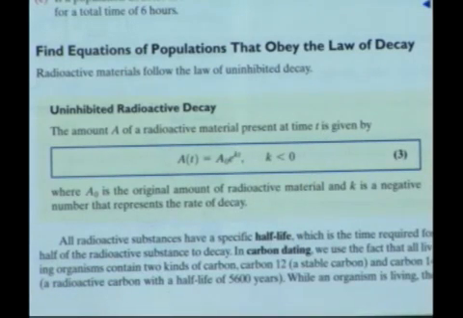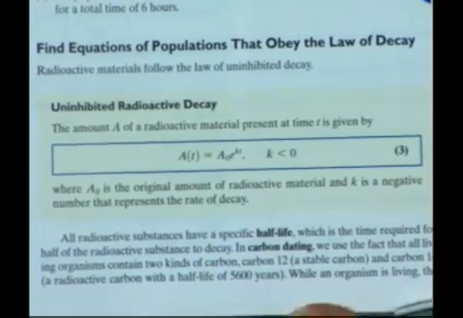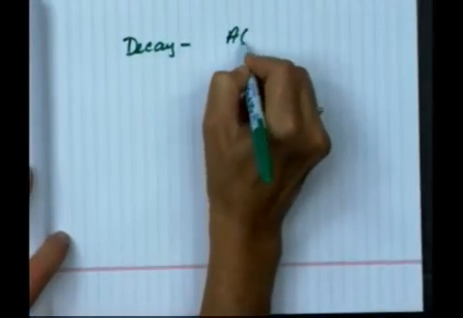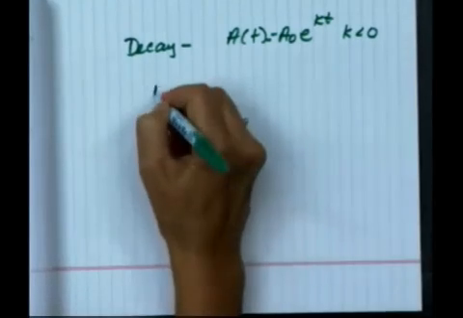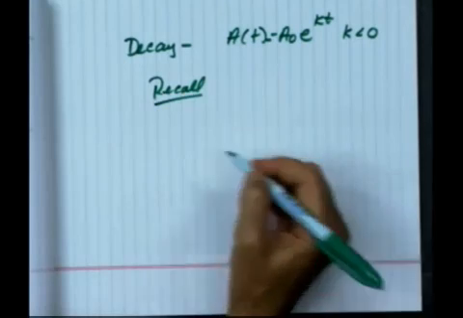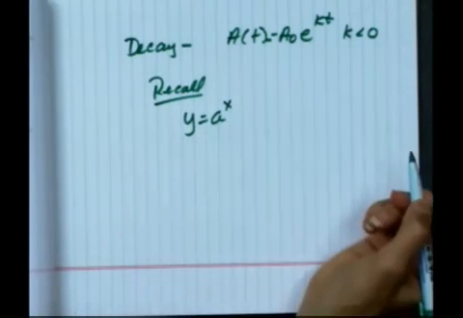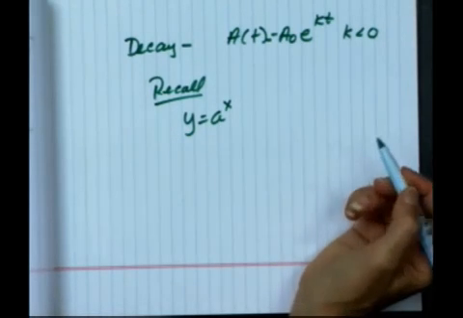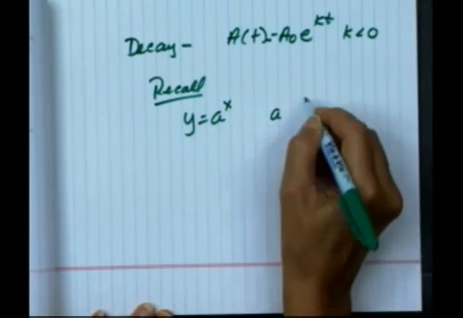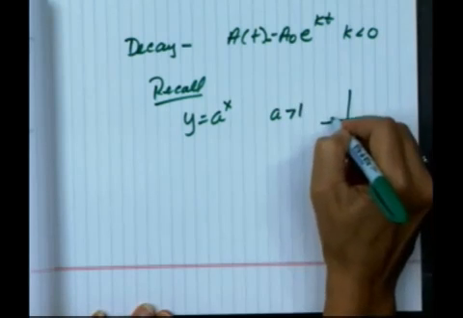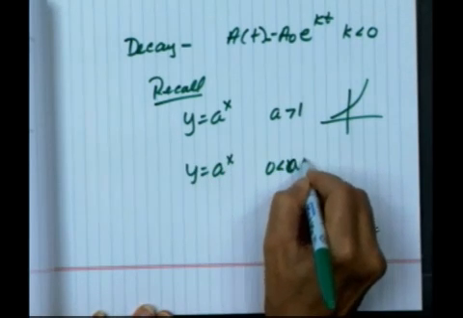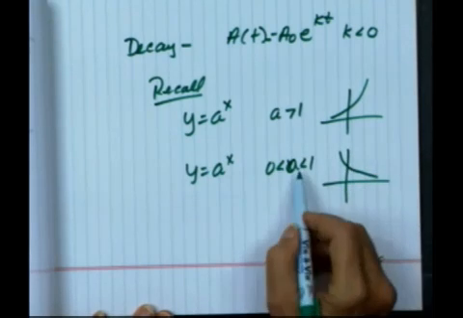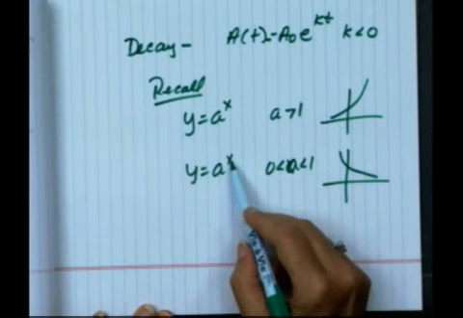I want to just play around with that a little bit, since you already know all about this. The book says A of t equals a sub 0 e to the kt, but k is a number less than 0. Let's go back to what you already know. Recall, when you had y equals a to the x, back when we began studying exponential functions, whenever a was greater than 1, your curve went like this. When 0 was less than a, less than 1, your curve looked like this. a was a fraction.